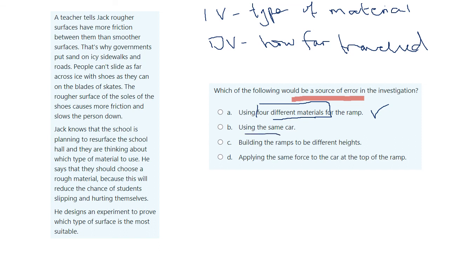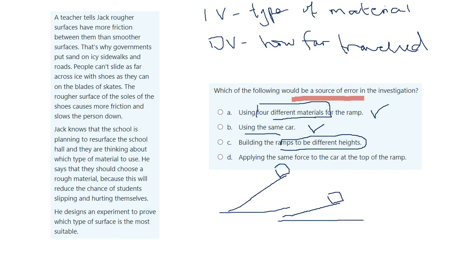He has to use different materials because he has to change the independent variable. Using the same car each time is good. Different cars have different tires, different weight, different speeds. Building the ramps to different height, well, if one ramp is high and one ramp is low, then the car at the top of the high ramp will have more potential energy than the car at the top of the low ramp. So the car at the top of the high ramp will get more kinetic energy as the potential energy changes into kinetic energy as it goes down. So because there is a difference in the ramp height, you could not say the difference in the distance traveled is due to the type of material.